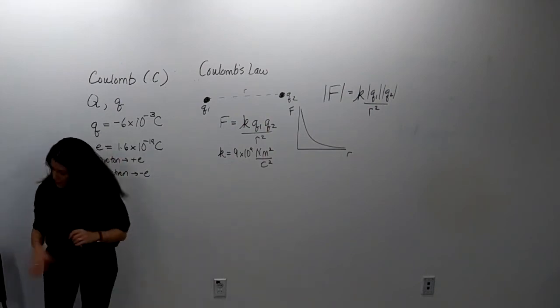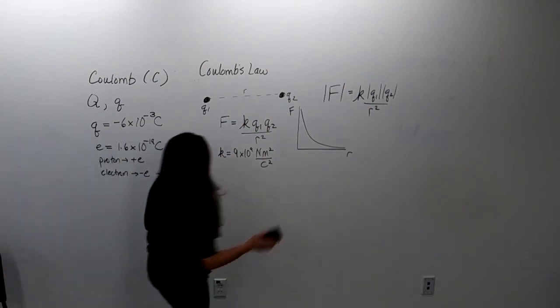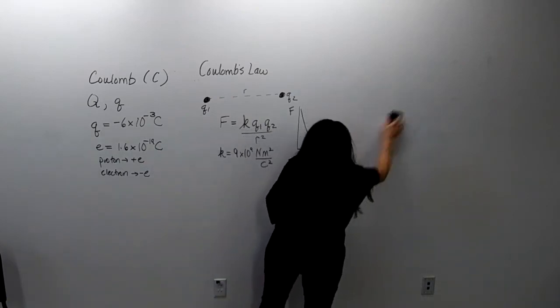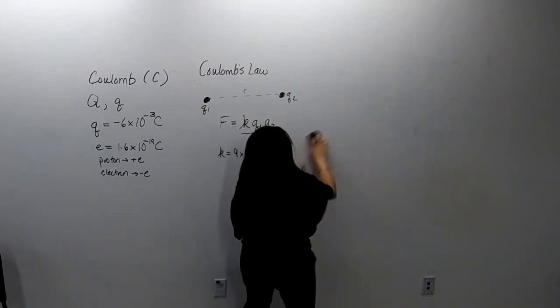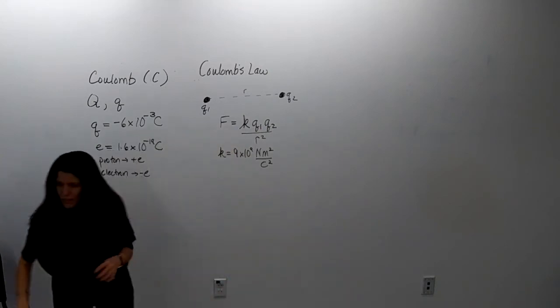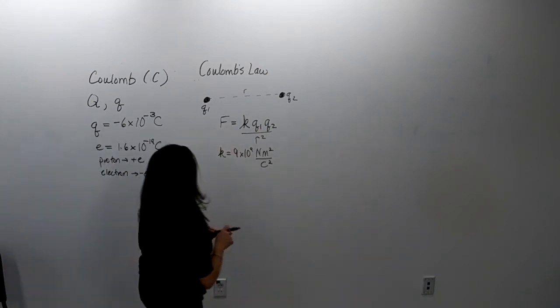Okay, so let's do some examples and see if we can see how this works out. So I'm going to erase this. I'm going to erase my inverse square law. I'm going to keep my picture up there. Let's just calculate the force between two things.